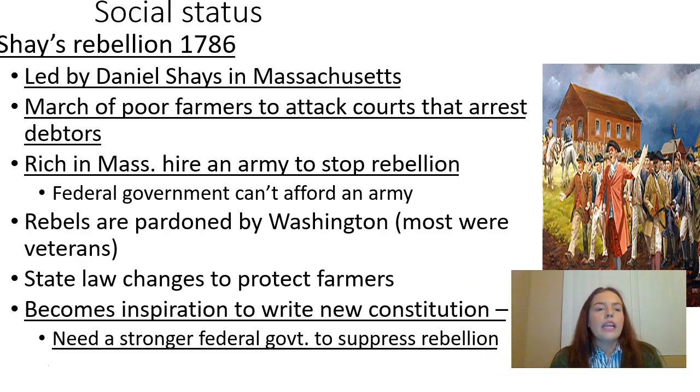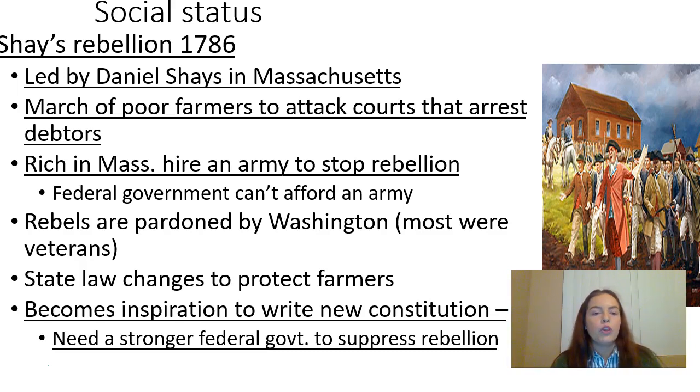All right, so 1786, we see Shay's Rebellion, which is really a bunch of these poor farmers who are in debt coming together to attack the courts. And the reason why they would attack the courts is because, unlike today, where if you're in debt, you can just claim bankruptcy and get out of paying your debt, that wasn't an option around the time of the Revolution.